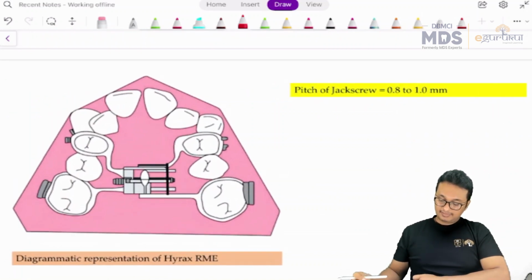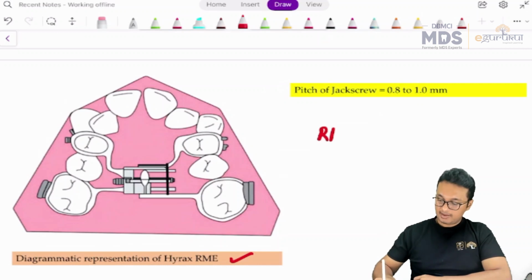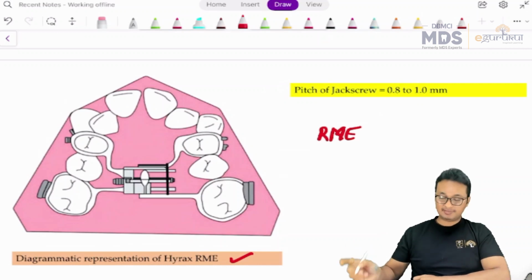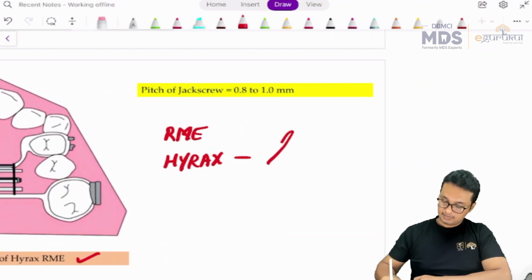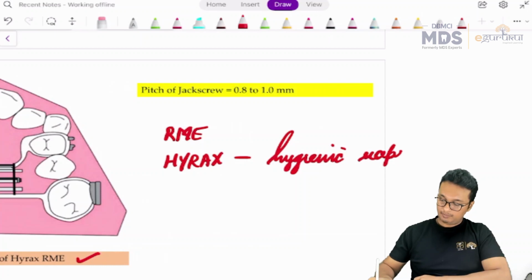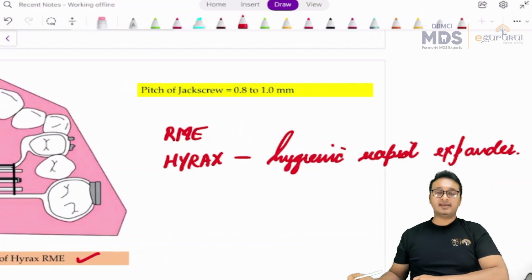Now, this is a diagrammatic representation of Hyrex RME. Now, what is an RME? RME is rapid maxillary expansion. Hyrex, the full form of Hyrex is hygienic rapid expander. This is the full form of Hyrex.